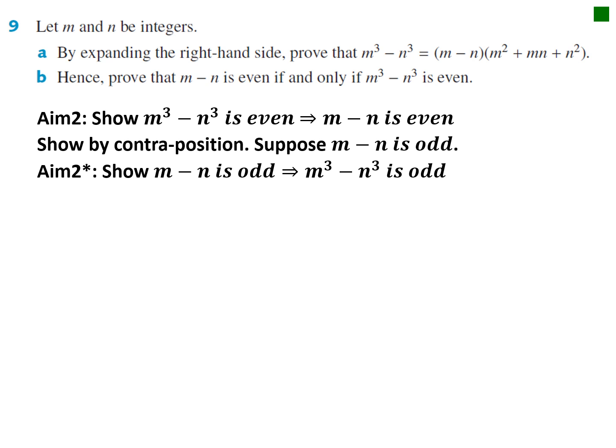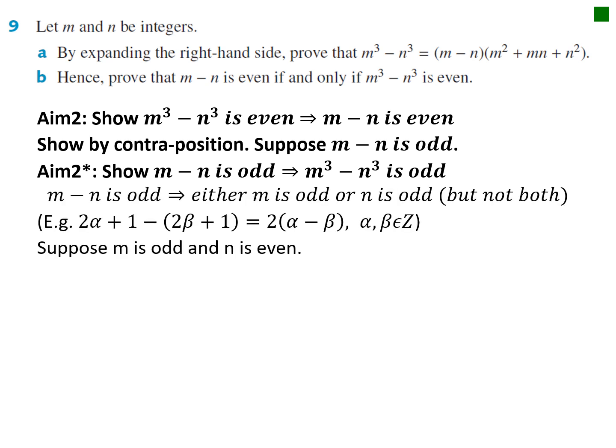All right, so in other words, that's what we need to show. We've now switched it around. I like working with the consequent originally, so I'm going to make it the starting point by negating it and working on the fact that m minus n is odd to show that m cubed minus n cubed is odd. Okay, so if m minus n is odd, it means that firstly, either m is odd or n is odd, but not both. Have a think about it. We can do a proof in itself.